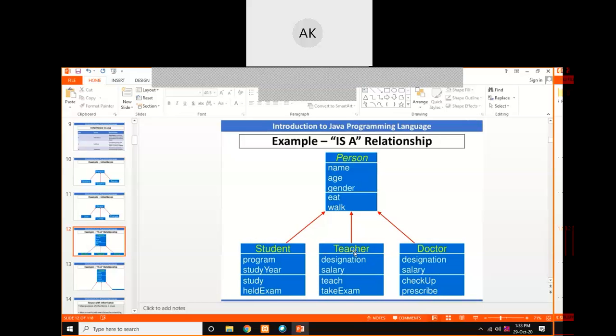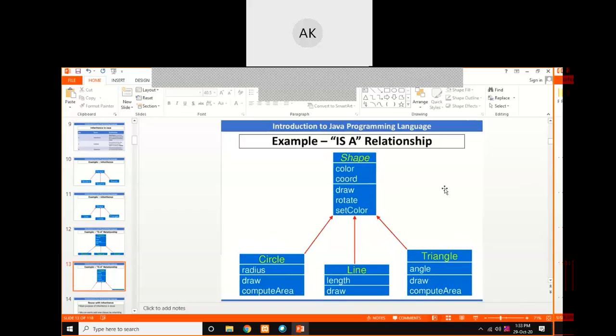Likewise, we have a class Teacher, with data members designation and salary, and member functions teach and take exam. Similarly, we have a class Doctor, again with data members designation and salary, and member functions checkup and prescribe, right? So this is one way to represent inheritance. This representation is called a class diagram.